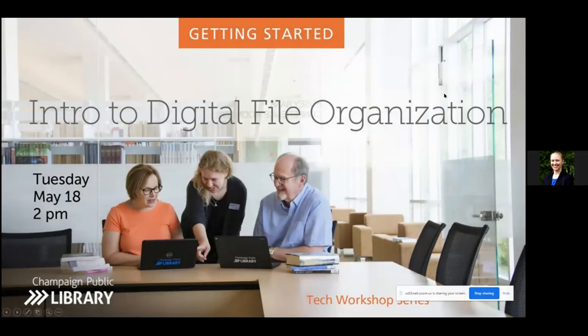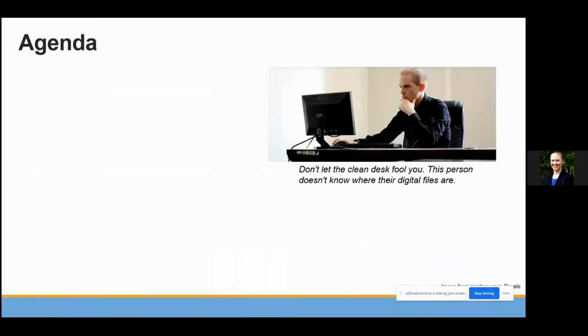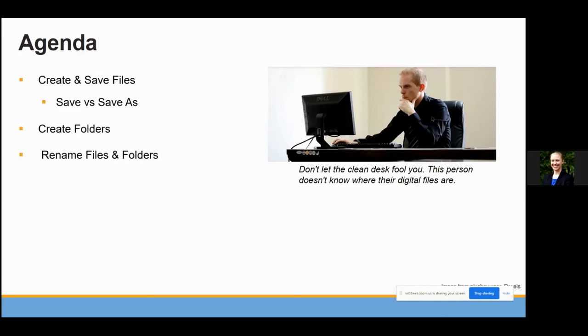Okay, perfect. All right, so what we're going to cover today, we're going to go ahead and create and save some files, and we'll talk about the difference between save and save as, which is a big part of saving files to then organize and figure out where you're going to put them on your computer. And they are different, and we'll talk about what the difference is between the two of them. We'll create a folder, and we'll then rename files and folders.